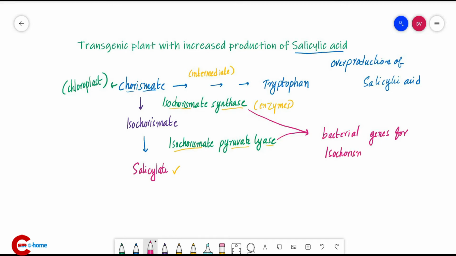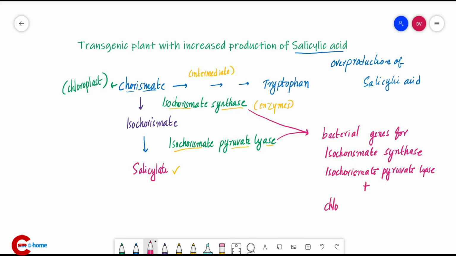And the salicylic acid biosynthesis genes are isochorismate synthase and isochorismate pyruvate lyase. These two enzymes can be fused with chloroplast targeting sequences. Why? Because this chorismate is present inside the chloroplast.